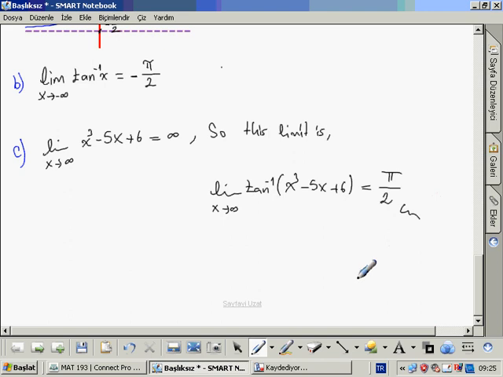This is the last part about the limits at infinity section. Now let me continue with the last part of your limit section, which is about continuity.